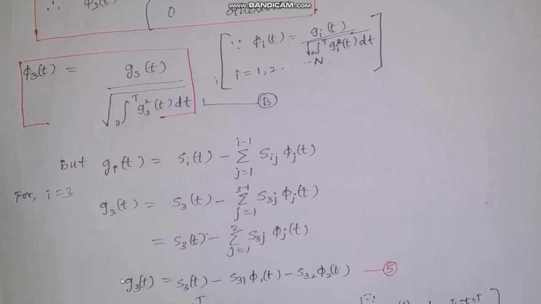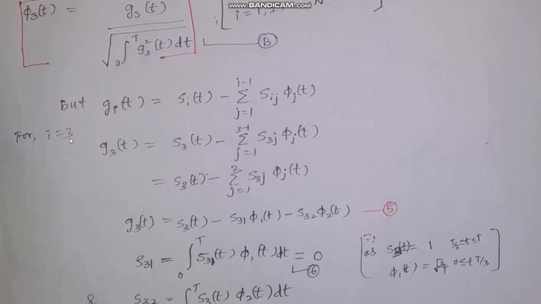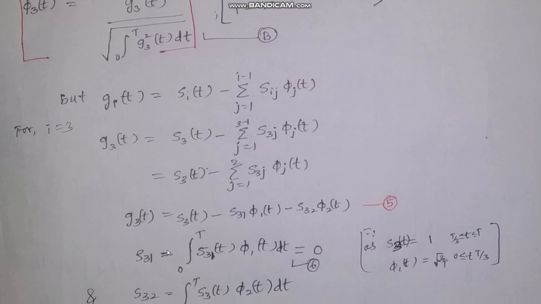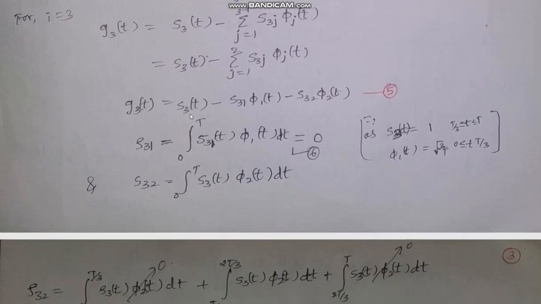Now when you substitute i is equal to 3 and simplify this equation, we'll get this equation. Substituting j is equal to 1 first, then j is equal to 2 second, we'll get s31, s32, phi 1, phi 2. This s3 of t will be from the above equations. So what are the unknowns in this equation? s3 of t is already given in the problem itself. Phi 1 of t we have calculated, phi 2 of t also we have calculated. We need to find s31, s32.